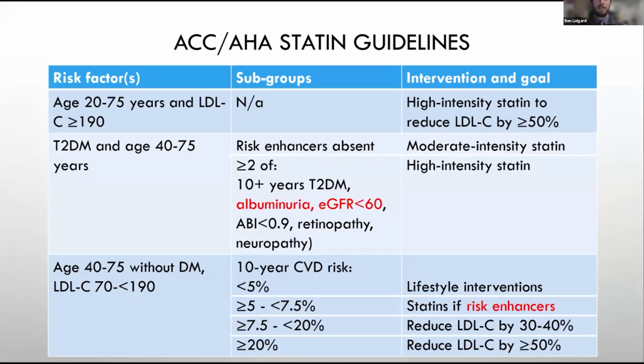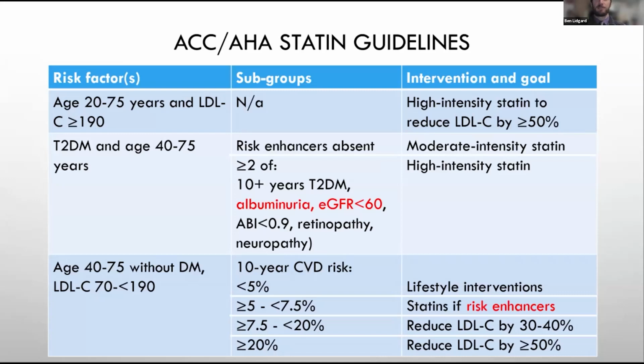So basically, we see here that everyone with LDL cholesterol of greater than 190, which is very, very high, they all get statins at a high intensity. All diabetics with an age of at least 40 years also get a statin. It's just up to your risk enhancers, which include chronic kidney disease conditions, to determine whether you get a moderate intensity or a high intensity statin. And then here also, basically everyone with younger age who doesn't have diabetes.